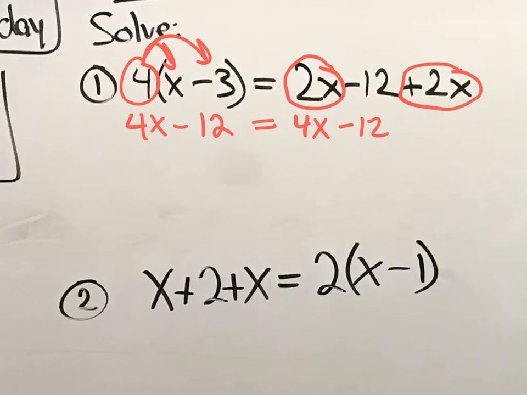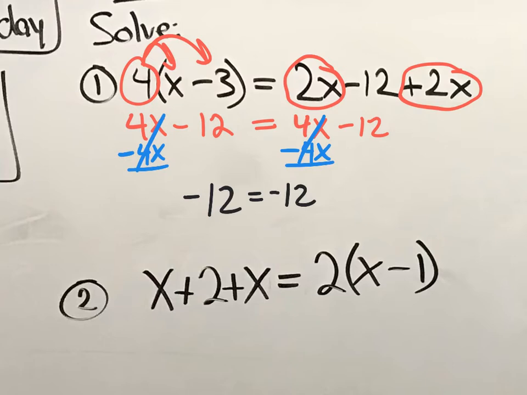Let's continue solving. You want to get x by itself on both sides, and you say I have an x over here, I have an x over here. I don't want x's on both sides, so I want to get rid of one of them. So let's say you decided to get rid of this 4x by subtracting it. And when you do to one side, you must do to the other, and it also cancels. So what do we end up with? We end up with negative 12 equals negative 12. When is that true? Always. Negative 12 always equals negative 12.